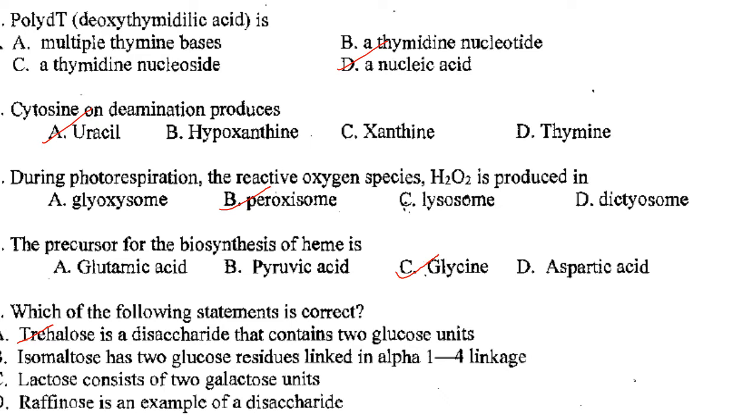Then which of the following statement is correct? Trehalose is a disaccharide that contains 2 glucose units. That is correct. Then isomaltose has 2 glucose residues linked in alpha 1 4 linkages. Isomaltose has 2 D-glucopyranose units connected by alpha 1 6 linkages. Then lactose consists of 2 galactose units. Lactose has galactose joined to glucose. Then raffinose is an example of disaccharide. Raffinose, it is an oligosaccharide. It is a trisaccharide made of galactose, glucose and fructose. So only option A is correct.